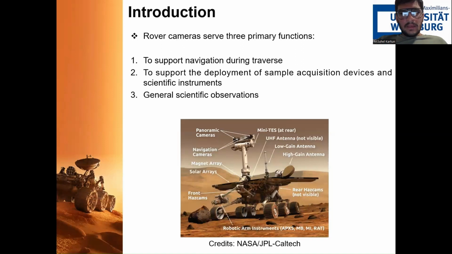Rover cameras primarily serve three functions. First, to support navigation during traverse; second, to support the development of sample acquisition devices and scientific instruments; and third, general scientific observations. Here in the image, we can see that on the top we have panoramic cameras and navigation cameras. And at the bottom of the arrays, we have hazard cameras on the front and back positions. And here we have low-gain antennas and a high-gain antenna attached on the arrays.